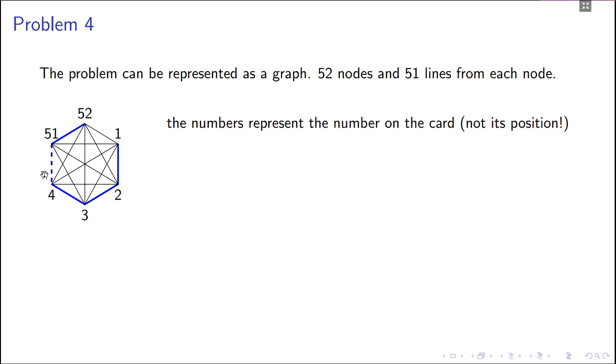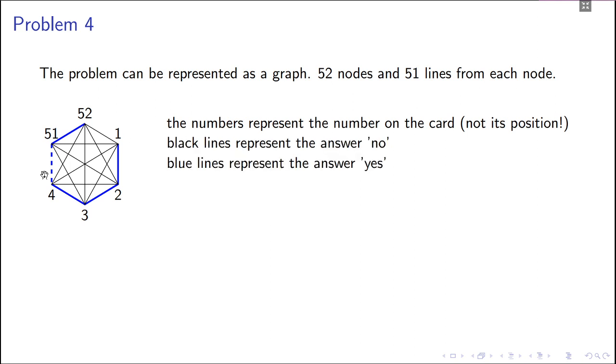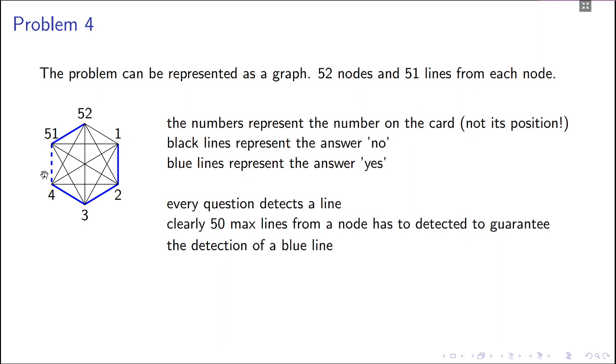Now this problem is quite simple. The black line represents the answer is no, and the blue line represents the answer is yes. Every time you ask a question, you are basically detecting one of those lines. The thing is, what is the minimum number of questions you need to ask in order to guarantee that you have detected a blue line? There are 50 lines that you need to detect in order to guarantee the detection of a blue line.